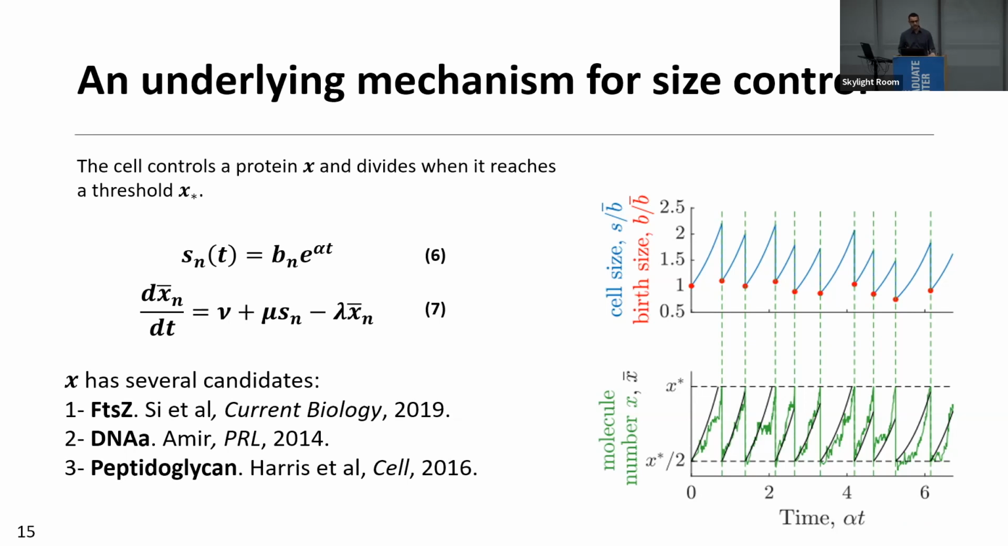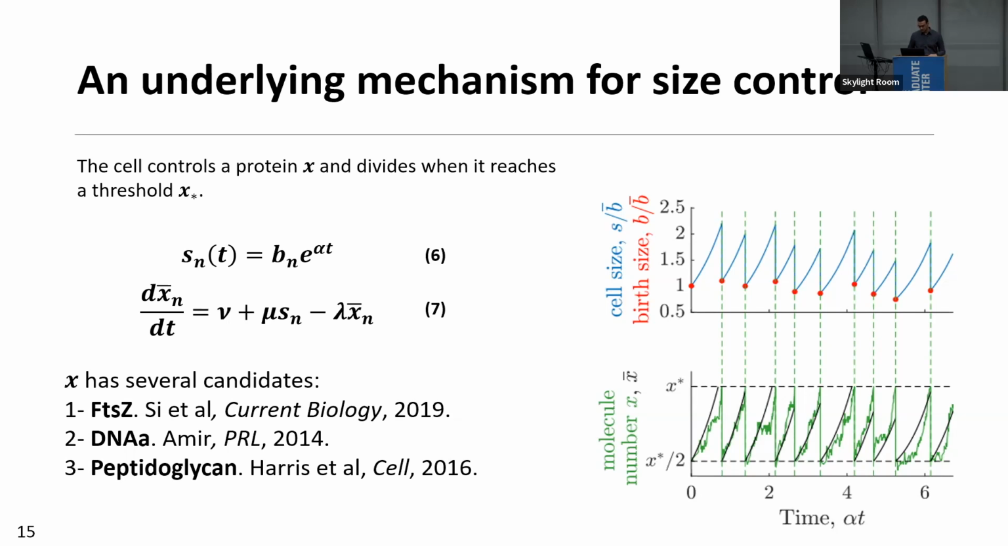And this X actually has several candidates that were proposed in the literature. The first one is a protein called FtsZ, which is important for the formation of the division septum. Something like DnaA is also a candidate. Peptidoglycan is also a candidate. So there are different sources that saw this behavior before of a protein growing to a threshold.